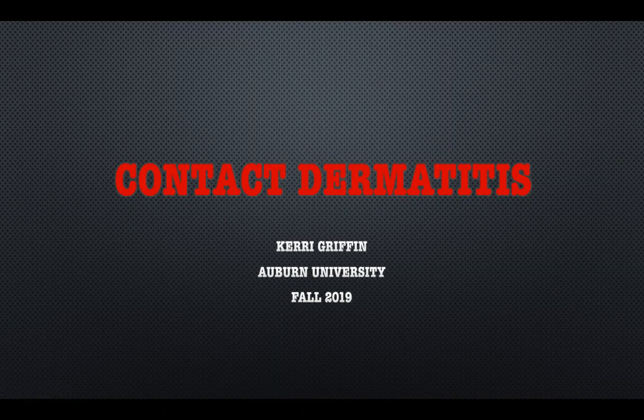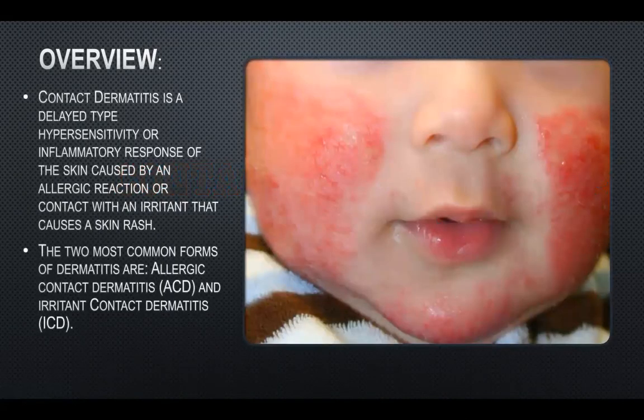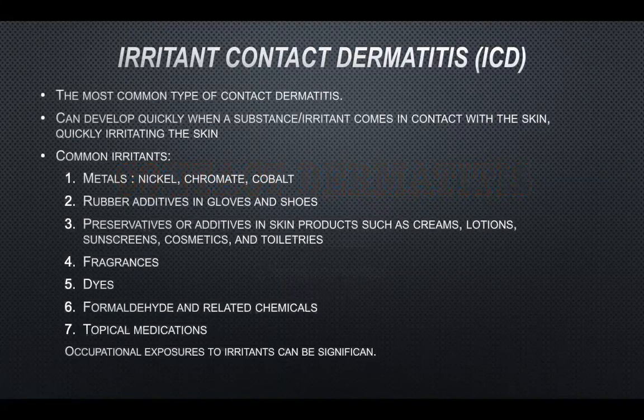Today I'm going to be talking about contact dermatitis. Contact dermatitis is a delayed type of hypersensitivity or inflammatory response of the skin caused by an allergic reaction or contact with an irritant that causes a skin reaction. The two most common forms of dermatitis are allergic contact dermatitis and irritant contact dermatitis. Irritant contact dermatitis is the most common form. It can quickly develop when a substance or irritant comes in contact with the skin, causing a rash.